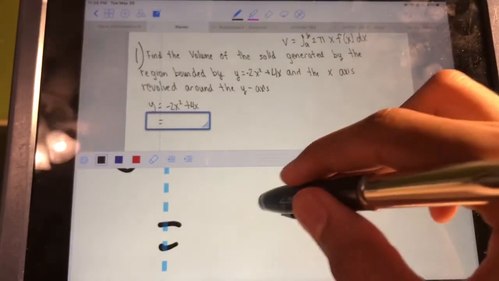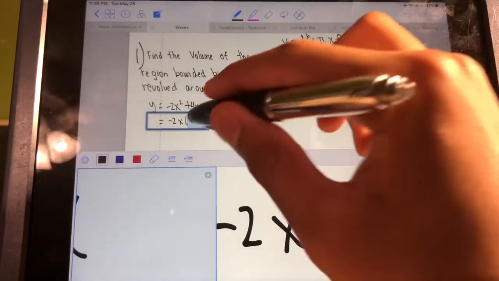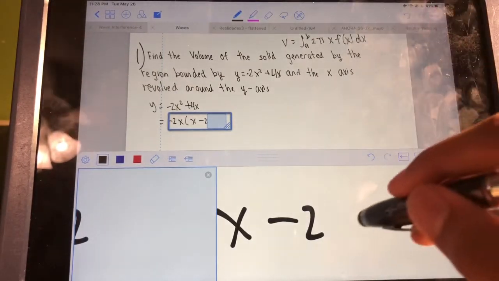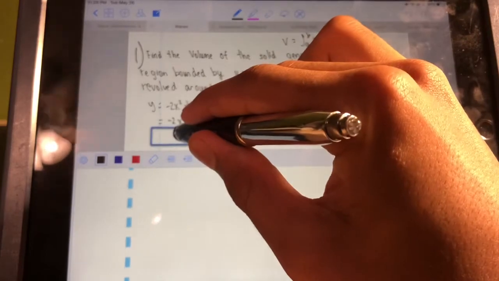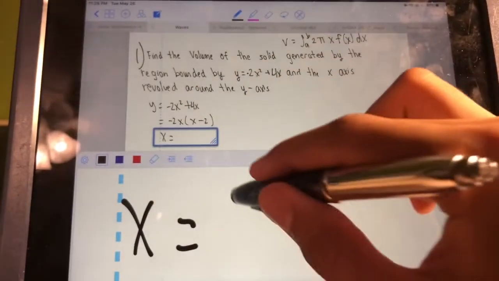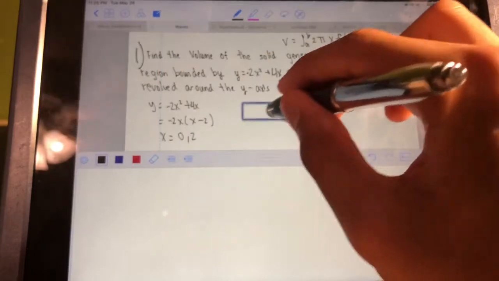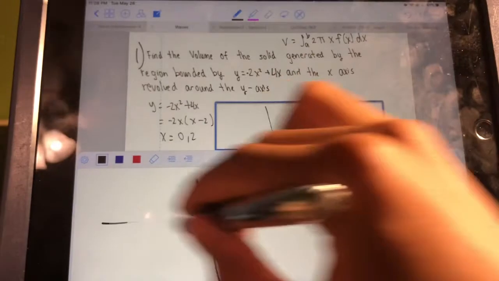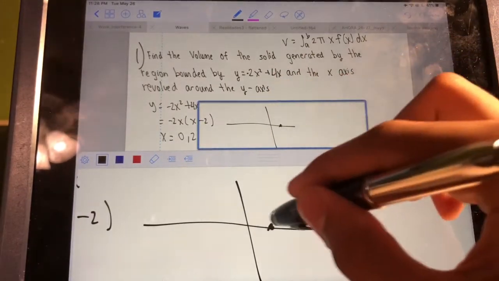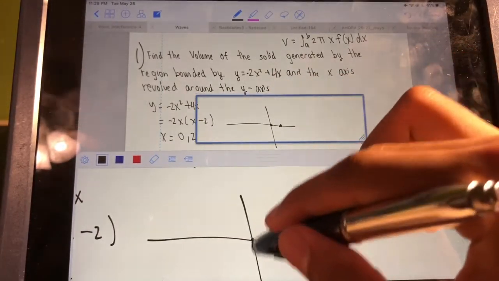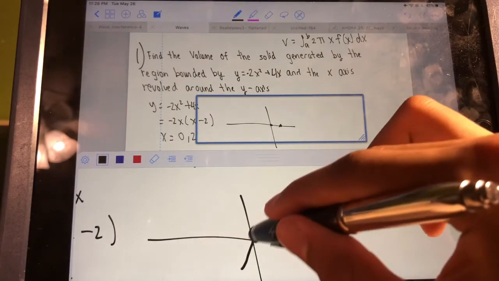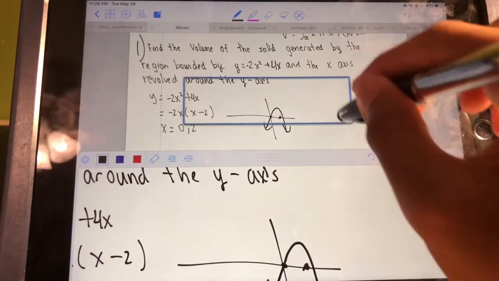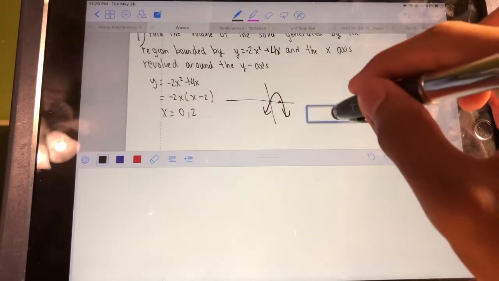To find the x-intercepts of the function, you factor out a negative 2x, x minus 2. So the x-intercepts are when x equals 0 and positive 2. So what do we see here? If we graph the function, 0, 2, that's approximately what it looks like.